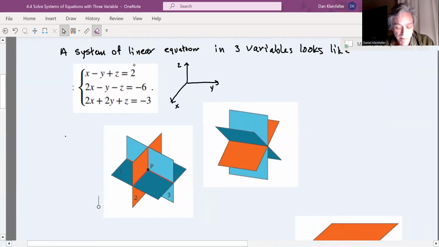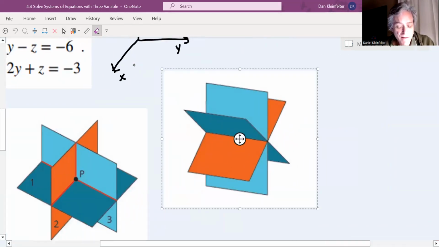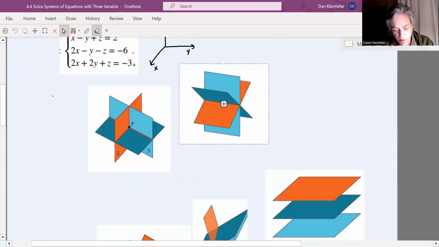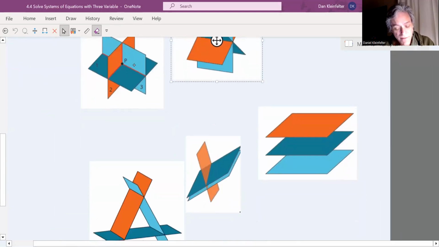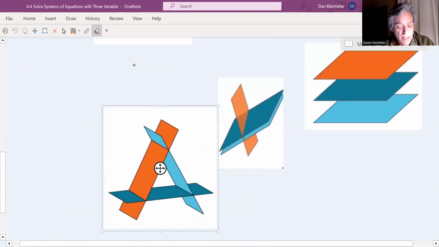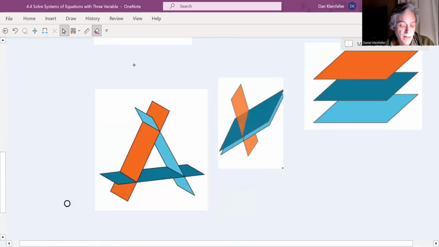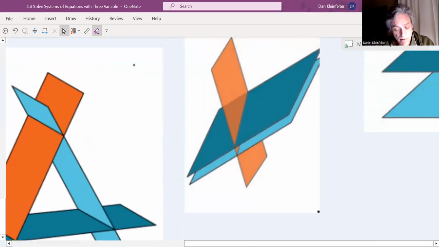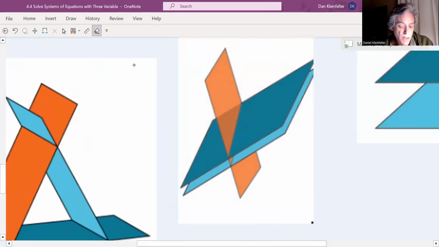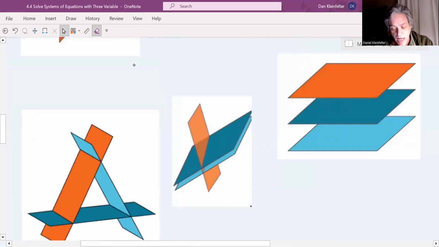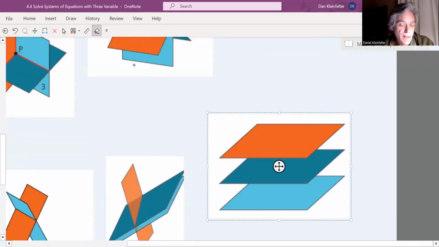What other situations are possible? We could have the three planes intersecting in a line. That would give us infinitely many solutions. We could also have no solution. Here in this picture, there's no one point that is in common to all three planes. Here in this picture, there's points in common to 2 out of 3 of the planes, but not all 3. And here there's no points in common to all 3 planes.